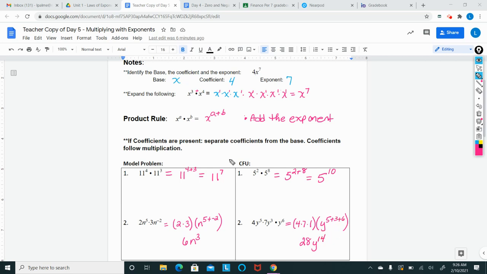And this is how we multiply with exponents. You just have to remember when you're multiplying, you add the exponents, but the coefficients follow the multiplication rule.